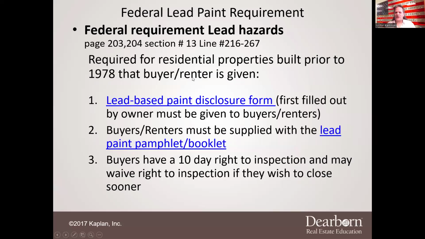So any property built prior to 1978, we've got to give that lead paint disclosure statement. That needs to be first filled out by the seller, the owner. And then the buyers or renters are supplied with the pamphlet. They're given that statement that was first filled out by the owner and given a 10-day opportunity to conduct their own lead inspection or waive that opportunity if they want to close any sooner.